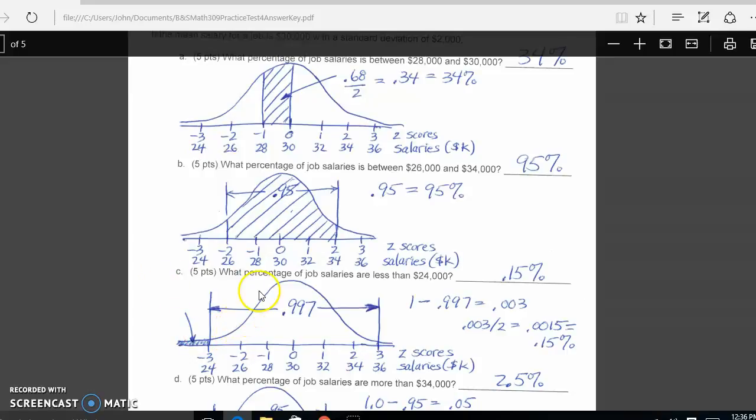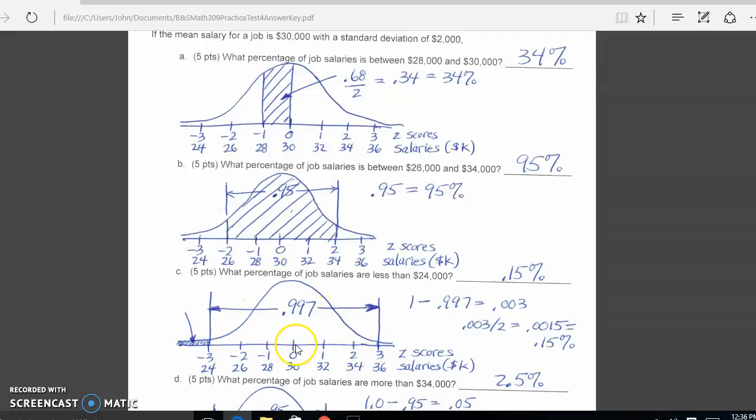So I have my normal distribution curve with my z-scores underneath it, and then under the z-scores I have the corresponding salaries. The mean is 30,000, and I'm going to add 1, 2, and 3 standard deviations to that as I go to the right. I'm going to subtract 1, 2, and 3 standard deviations as I move to the left.